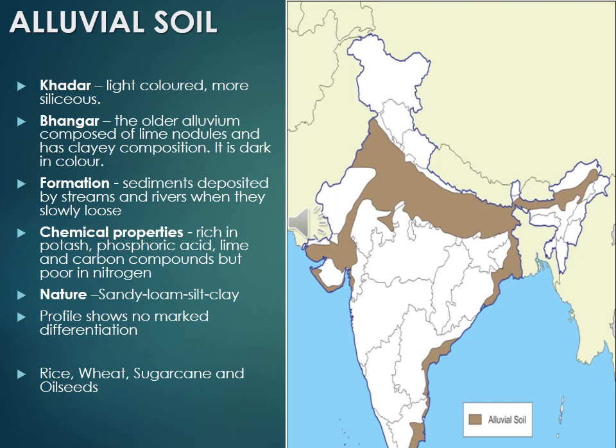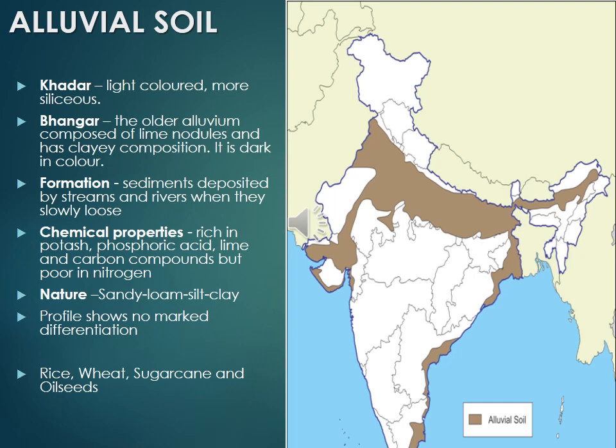Then the nature: they may be sandy, sometimes loam. Loam means equal proportion of silt and clay. Silt means sand and clay carried away by running water and deposited as sediment in channels or harbors. So the nature is sandy, or sometimes loam, silt or clay. Their profile shows no marked differentiation, and there is not much differentiation in their size.